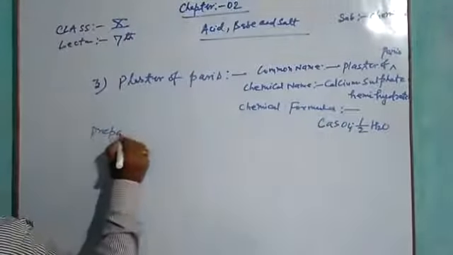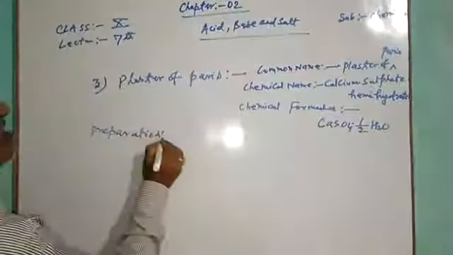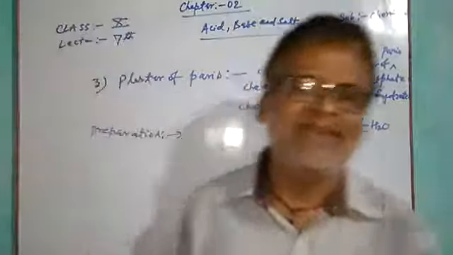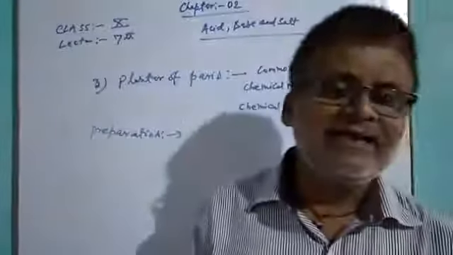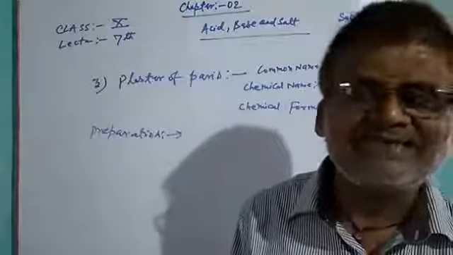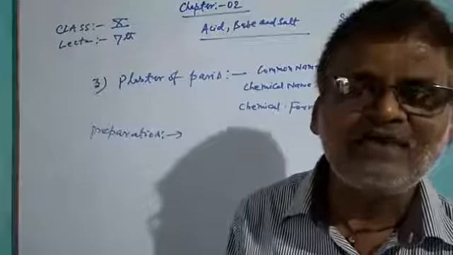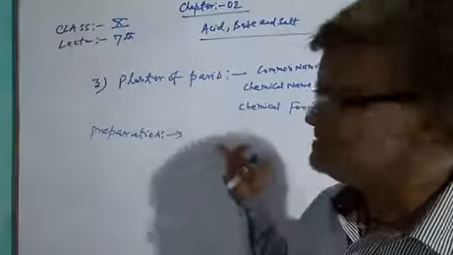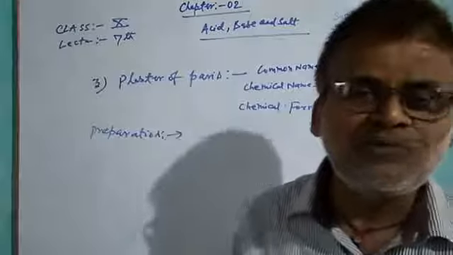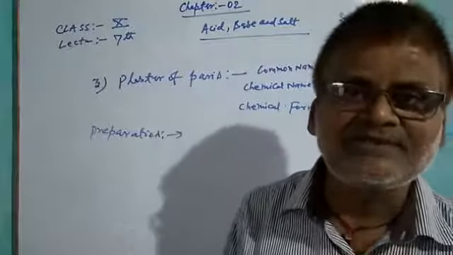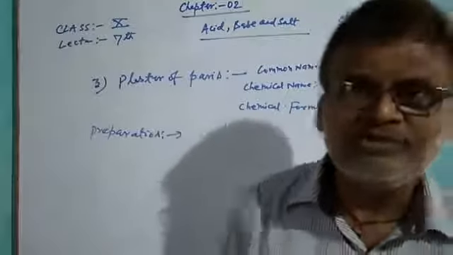Now preparation. How is plaster of Paris prepared? When gypsum is heated at 373 Kelvin or 100 degrees Celsius, then plaster of Paris is obtained. जब जिप्सम को 373 केल्विन तक हम लोग गर्म करते हैं तो प्लास्टर ऑफ पेरिस की प्राप्ति होती है.